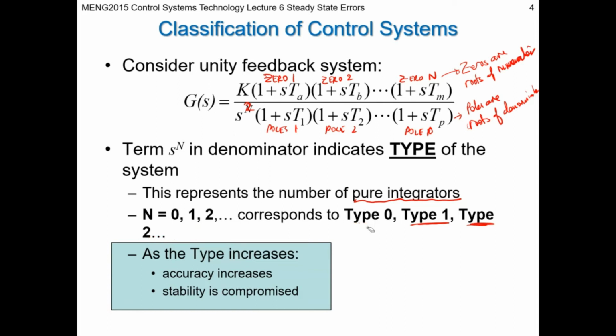Now, as the number of pure integrators, or the number of s terms which you can take outside of the roots of the denominator, increases, your accuracy increases. In other words, your steady state error reduces, or your system is able to perfectly track inputs of different types and of higher orders. But stability is compromised, so that's a downside of increasing the number of pure integrators, or the type of the system.